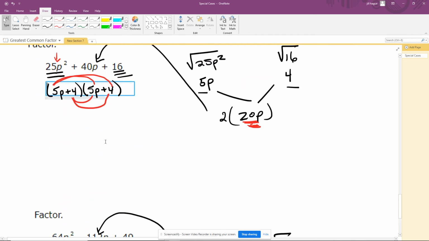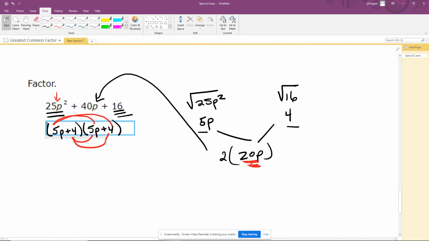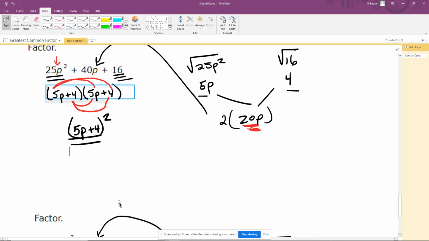Okay, if we scroll up right here, after I wrote that answer and checked it, my final answer after I checked it would be 5p plus 4 in parentheses squared. Okay, even I make mistakes.